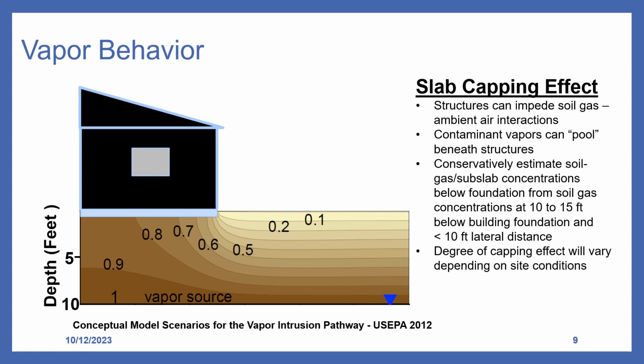As a general rule, not absolute, but as a general rule, soil gas concentrations found at 10 to 15 feet below the building's foundation and at locations less than 10 feet laterally from that building can be used to estimate subslab soil gas concentrations. That's why those sample locations and depths are recommended as part of the supplemental vapor intrusion guidance. Additionally, we just want to point out that the number and degree of slab capping effect is going to vary depending on site and geologic conditions.